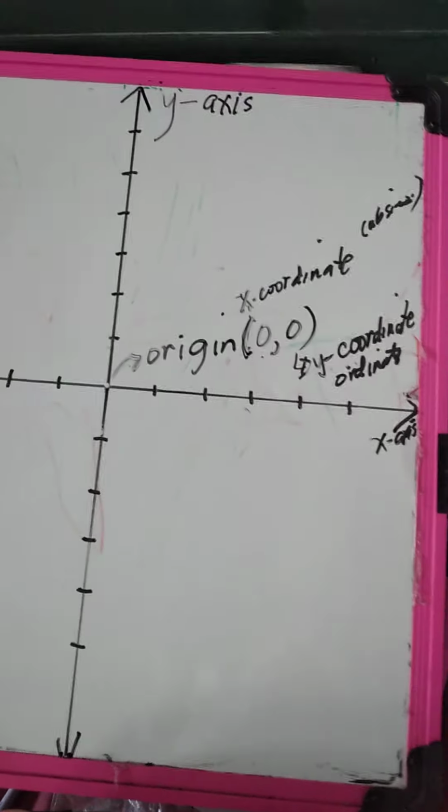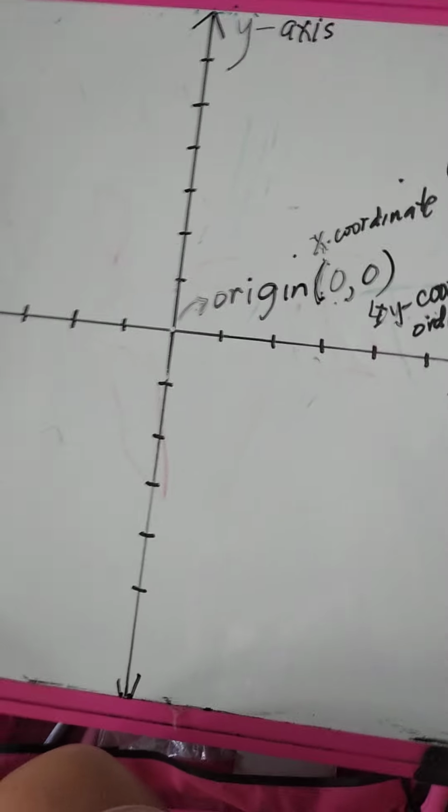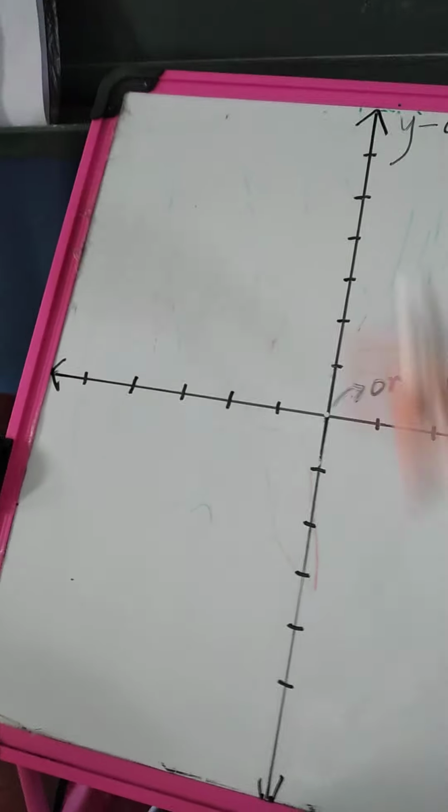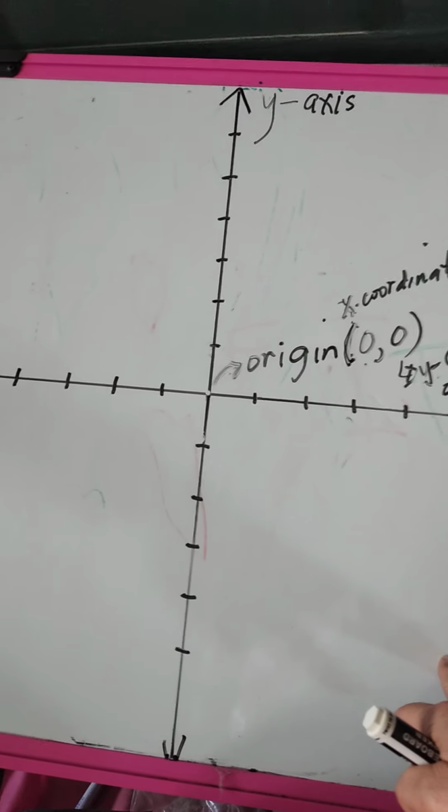Okay, until you master it. So x comes first, followed by y. All right? So the x-axis is here, the y-axis. So when these two lines intersect, they form 4 quadrants. Okay? I hope you remember that.